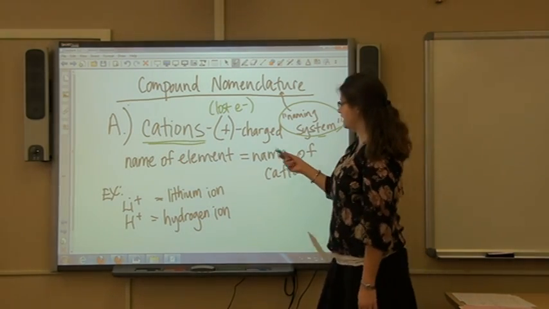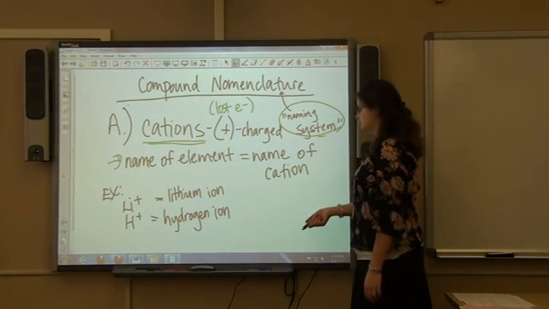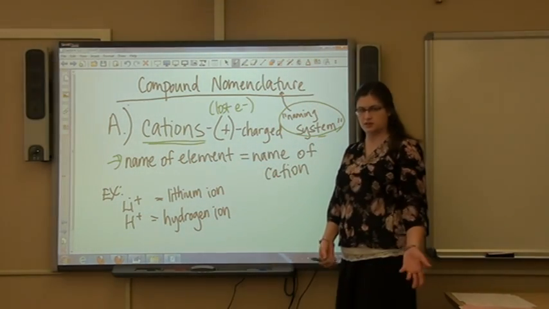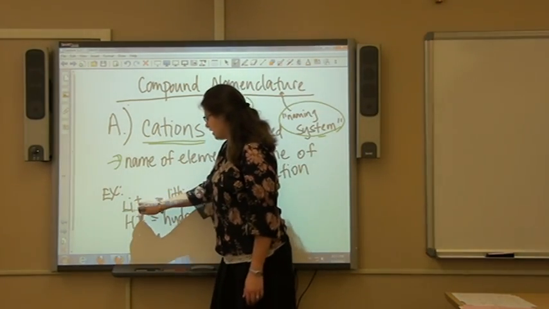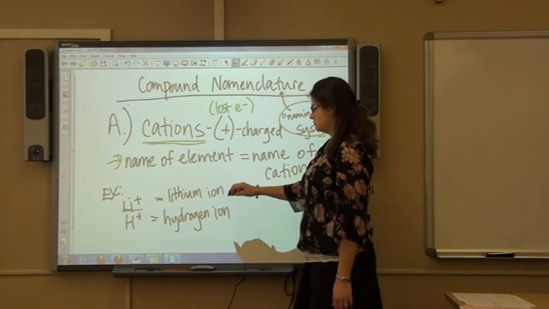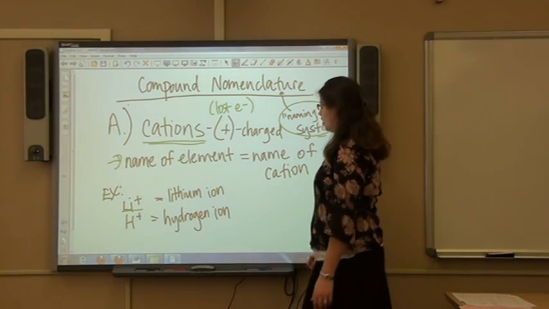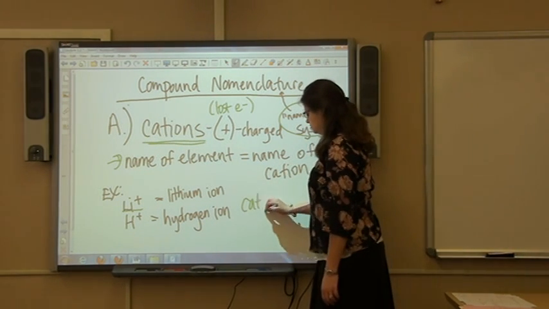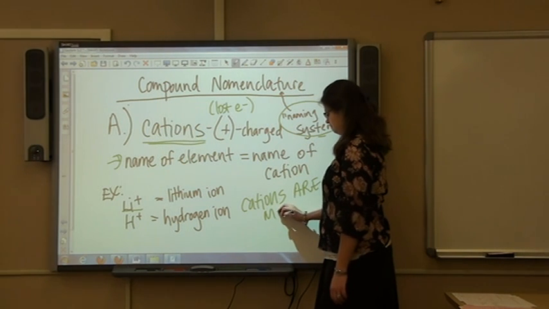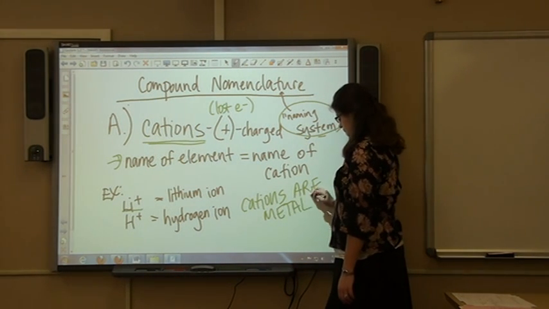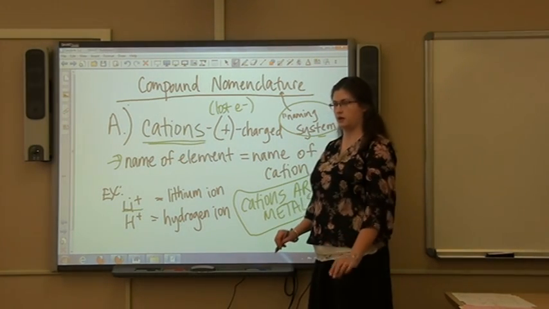So to name a cation, all you have to do is write the name of the element. The name of the element is the name of your compound. For example, lithium, Li+, its name is the lithium ion. Same thing for H+. All cations are metals. Non-metals do not usually form cations.